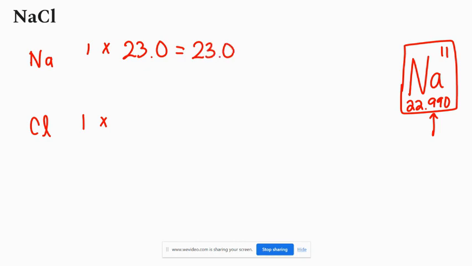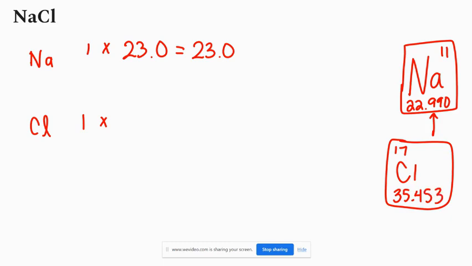My chlorine is straight over in the same row, almost to the end. That is number 17, and its mass on here is 35.453. So what would that round to for the tenth place? 35.5. Good. Okay, so I'm going to go 35.5.